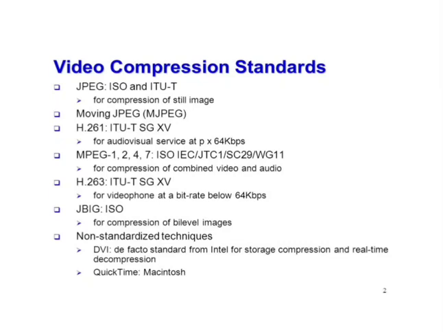Then the next topic is video compression standards. JPEG, ISO and ITU-T for compression of still images, moving JPEG or MJPEG, H.261, ITU-T SG XV for audio visual services at p by 64 kbps, and MPEG 1, 2 and 4, ISO IEC JTC1 SC29 WG11, for compression of combined video and audio, while H.263 is used for video phone at a bitrate below 64 kbps, while JBIG ISO is for compression of bi-level images, and a non-standardized technique, that is DVI, is a de facto standard from Intel for storage compression and real-time decompression, and QuickTime from Macintosh are the video compression standards used to compress video.